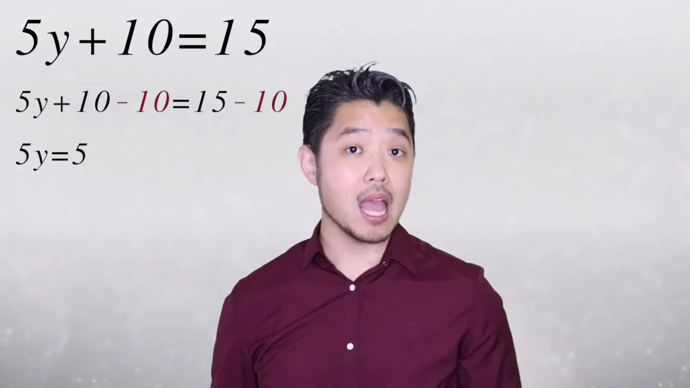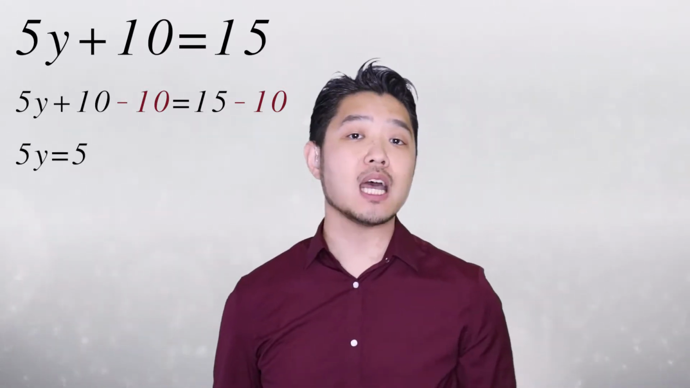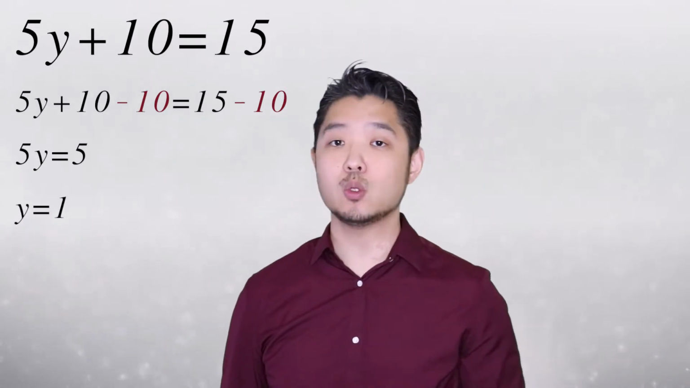For example, if we are given a question of solving a linear equation, 5y plus 10 equals 15, we notice that on the left side, we have a variable and a constant. Since we need to isolate the variable on this side, we need to take care of the constant. Subtract both sides by 10 to remove the constant 10 on the left side. Then we get 5y equals 5. Divide both sides by 5 and we have y equals 1.